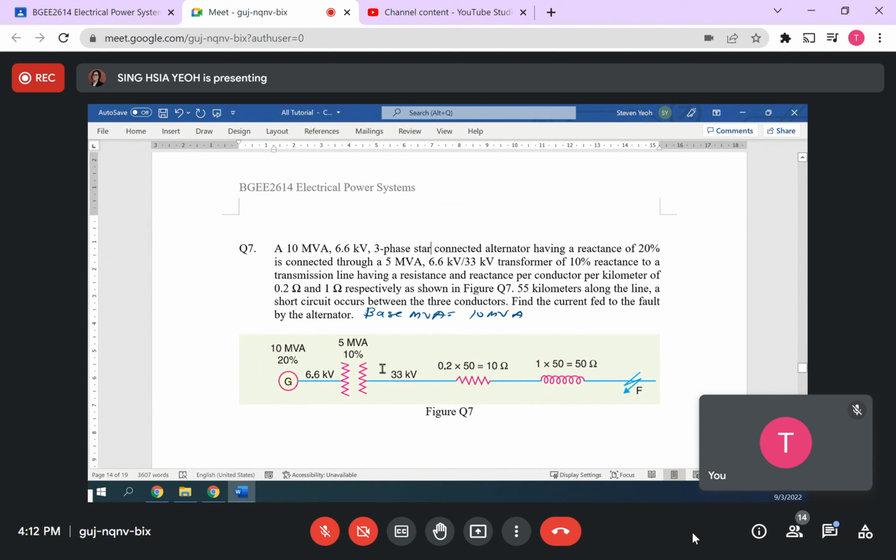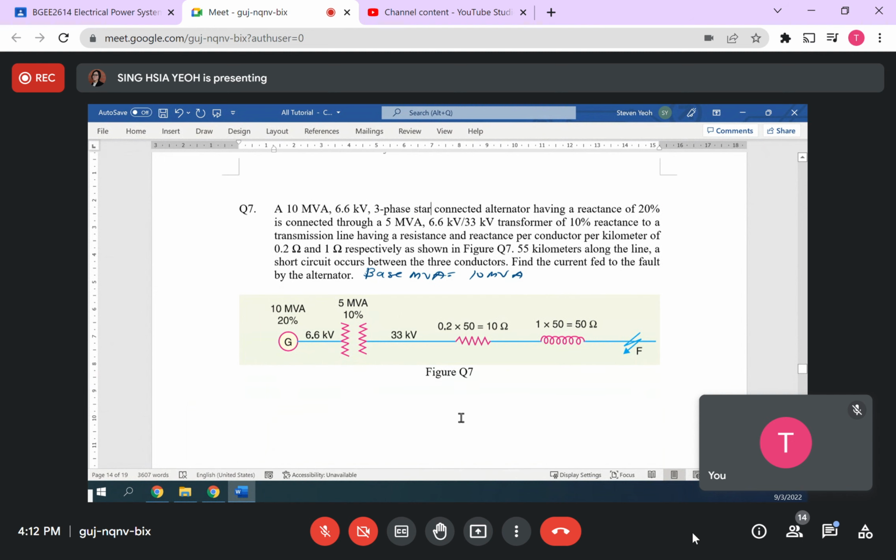So this is a transformer of 10% reactance to a transmission line of resistance. So they tell you we have resistance and reactance, and then it is per kilometer. And then 55 kilometers along the line. So it means you need to times it 55. A short circuit occurred between the 3-phase conductor. Find the current fed to the fault by the alternator. So the fault location is here. How are you going to do it?